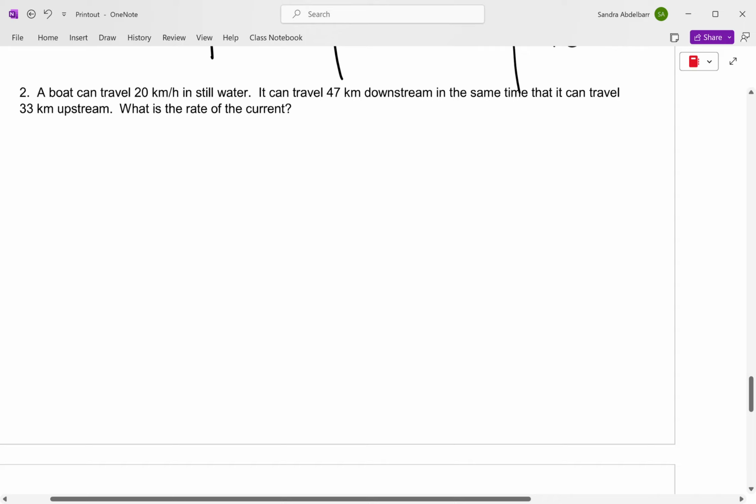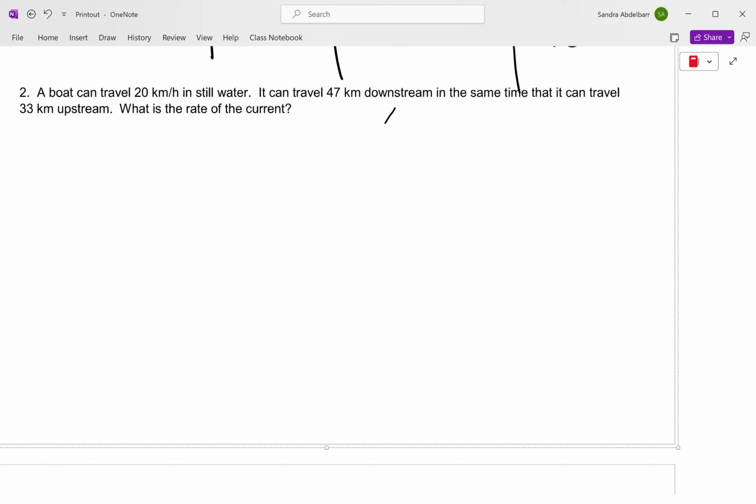Okay, let's get to the boat problem. A boat can travel 20 kilometers per hour in still water. It can travel 47 kilometers downstream in the same time that it can travel 33 kilometers upstream. What is the rate of the current? So I'm going to let x equal the rate of the current.